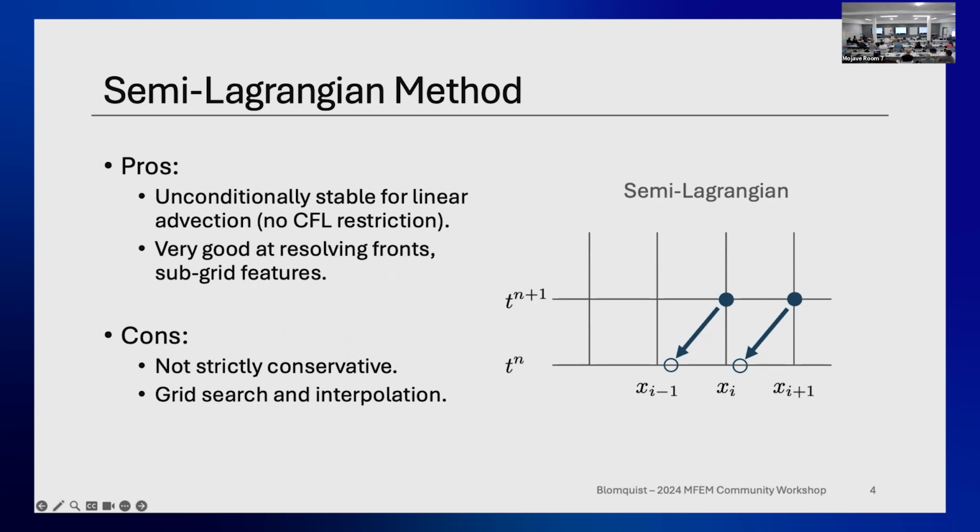The other problem we have is that we have to search the grid to find the interpolation point, and we have to interpolate at it. So this can be expensive, especially if you have something very complicated.